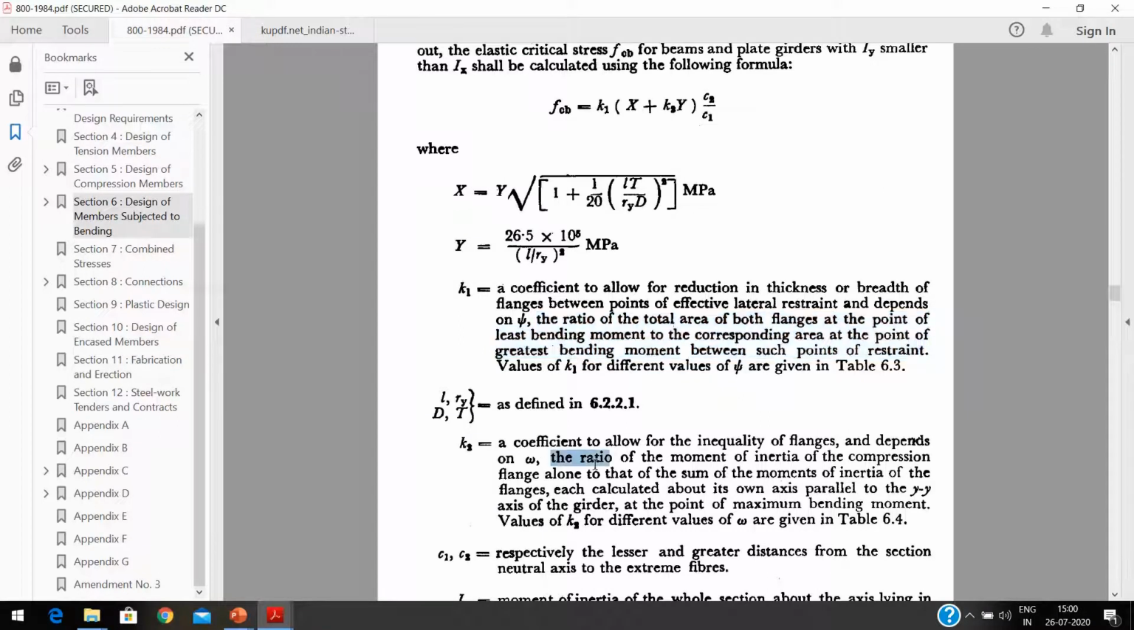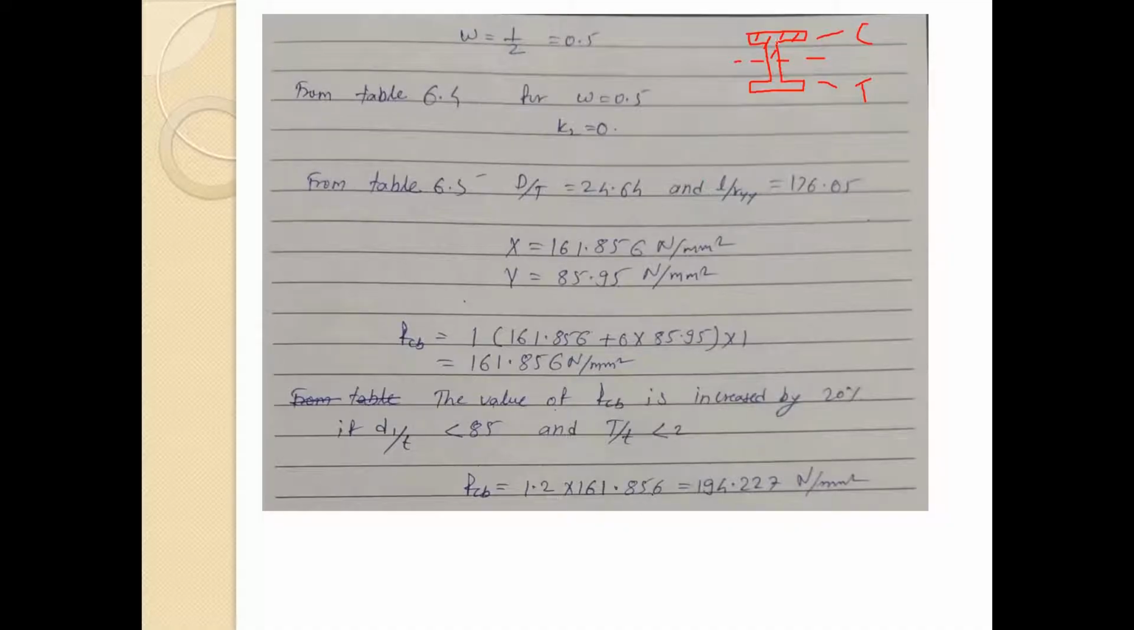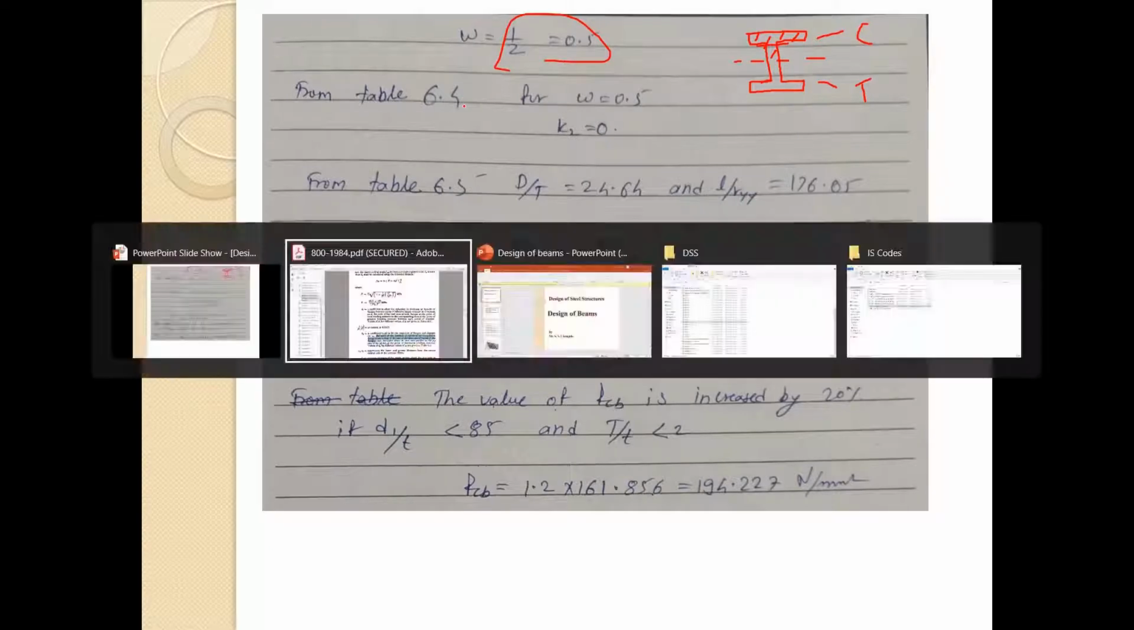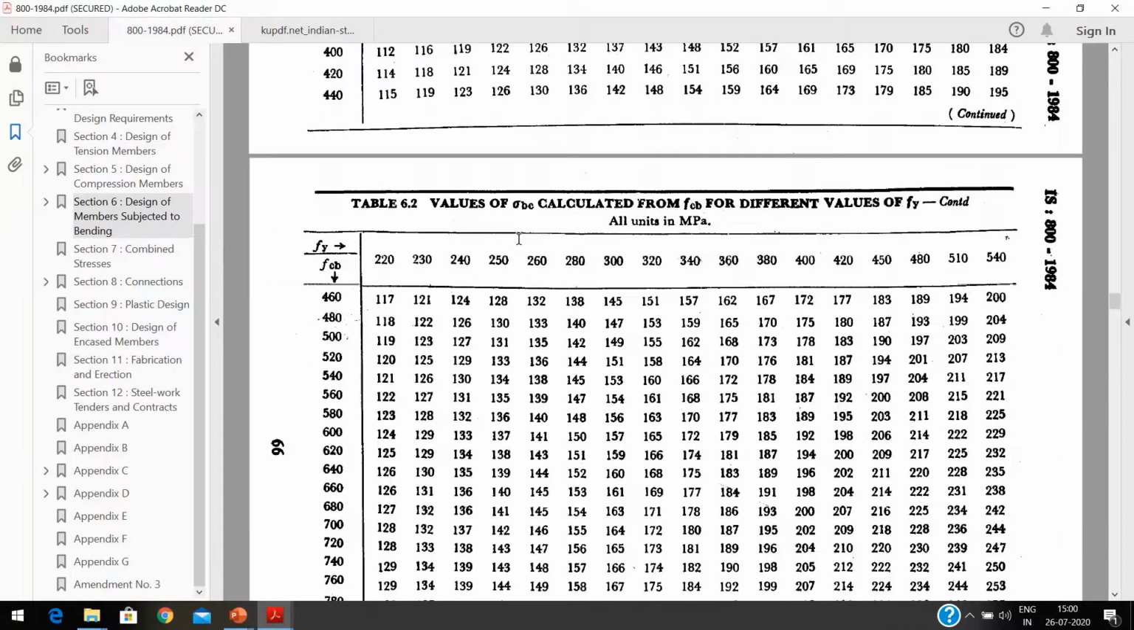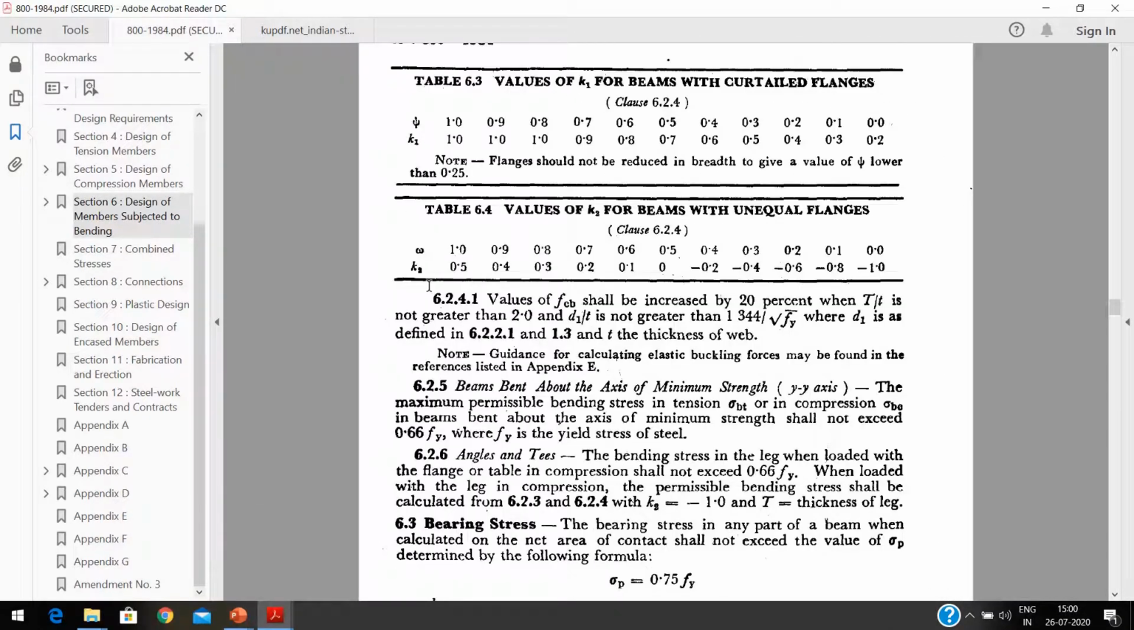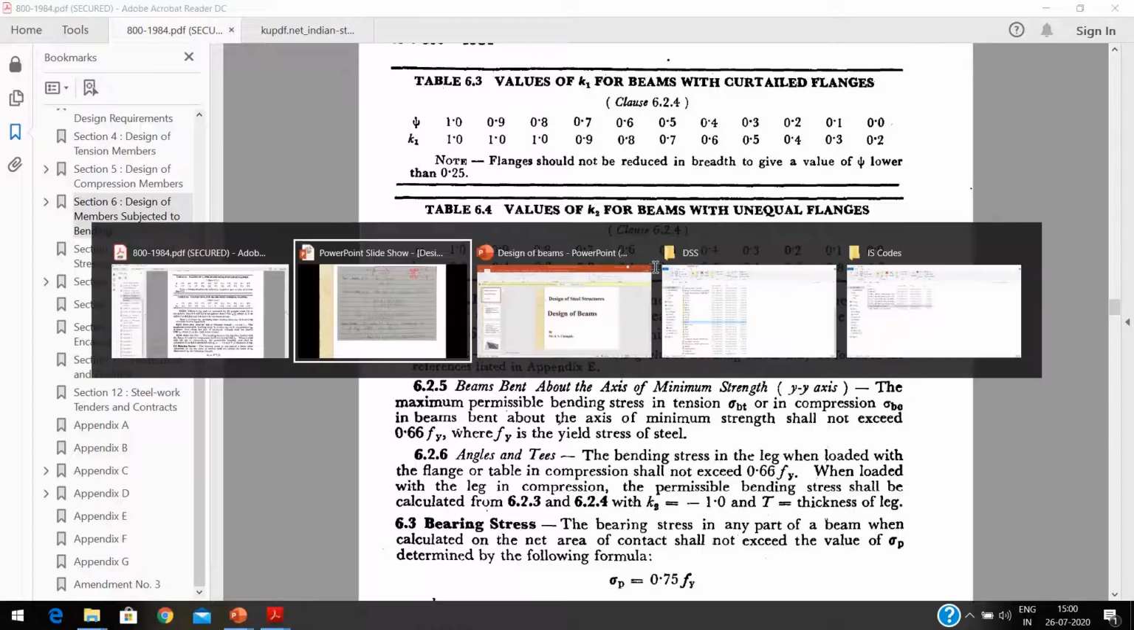The ratio of moment of inertia of the compression flange alone to the sum of the moment of inertia of both the flanges. So here you can see this is the compression flange and this is the total, so that becomes 0.5. So from this table number 6.4, for this 0.5 we will get K2 equals to 0.